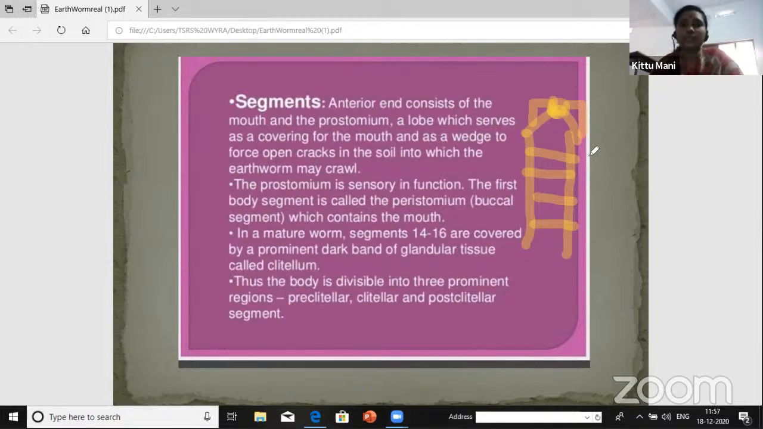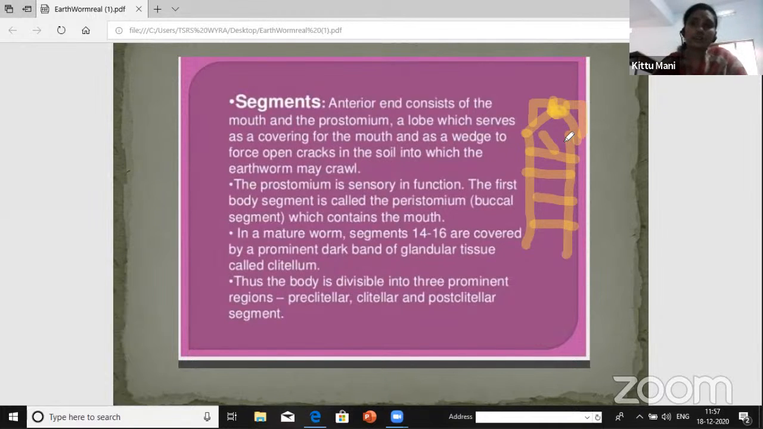The first body segment is called the peristomium. Here, this is the first body segment. It is called the peristomium. Peristomium has one pore-like structure, that is nothing but the mouth. In the mouth region, the hanging structures are called the prostomium, which is used for sensing when the earthworm is in the burrows. The prostomium has a sensory function, as we already discussed, and the first segment is called the peristomium, the buccal segment.